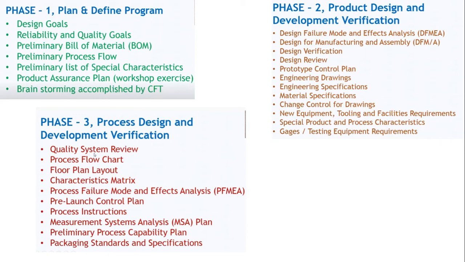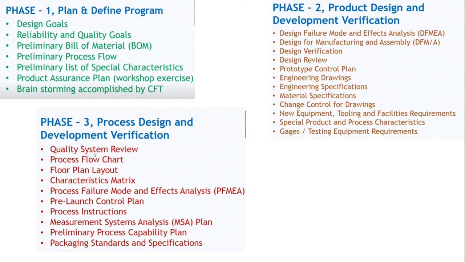In phase 1, we define the program, design goals, reliability and quality goals, and bill of materials generation. Then we generate the process flow chart over there. Then again, a preliminary list of special characteristics. Once you define all these things, we deal with the second phase.